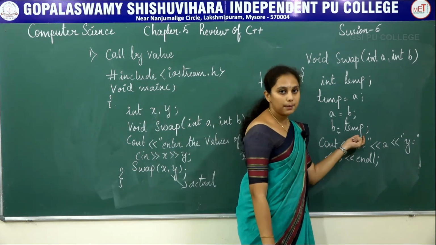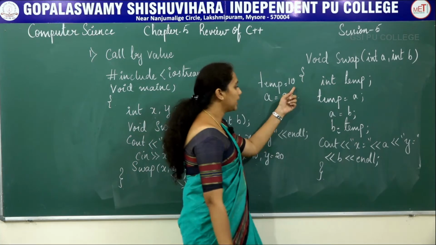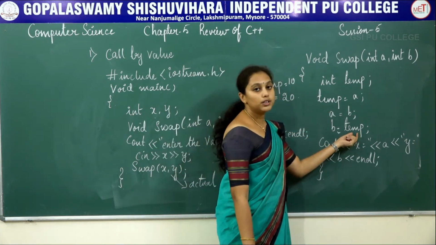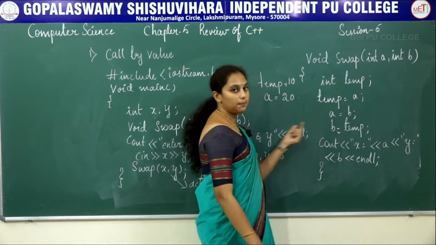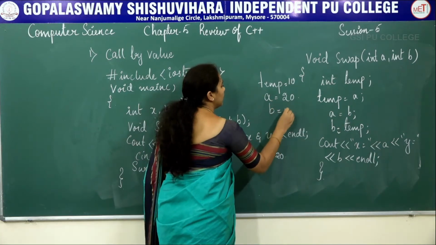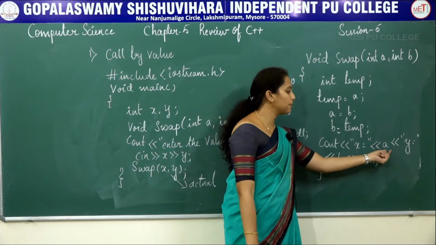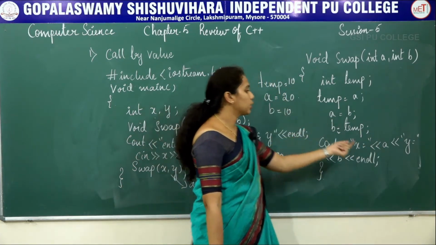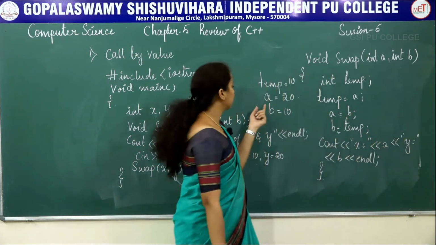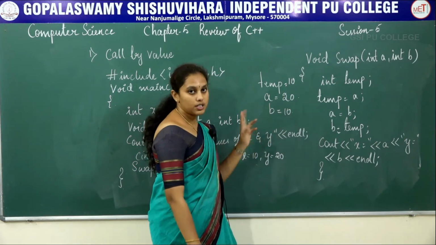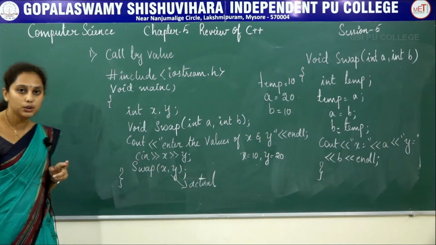What is the value of temp? The value of temp is 10 here. So the value 10 is initialized to the variable b. b is equal to 10. So see out, x is equal to, the value of x becomes a. a contains 20, the value of y becomes 10. So this is called swapping of two numbers.